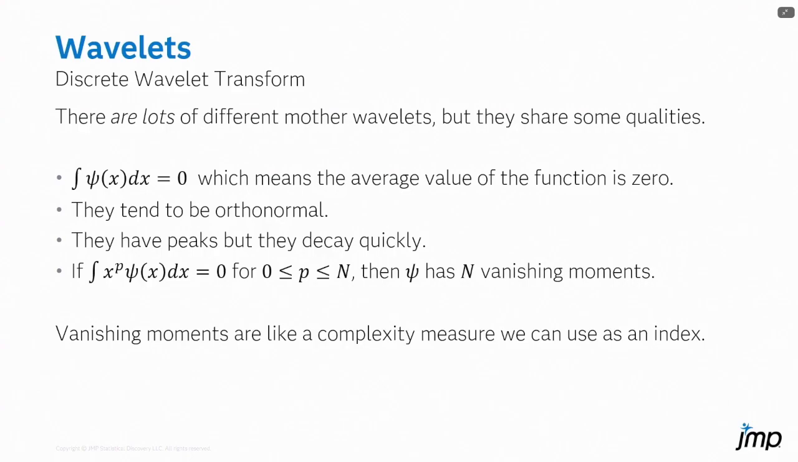People in signal processing, I think that's a lot more of a meaningful quantity to signal processing folks. But to me, this concept of vanishing moments is a lot like just a complexity measure. More vanishing moments tend to be a bumpier and more complicated function, whereas fewer vanishing moments tend to be a little bit less active, right? And we'll see some examples of that in a little bit.